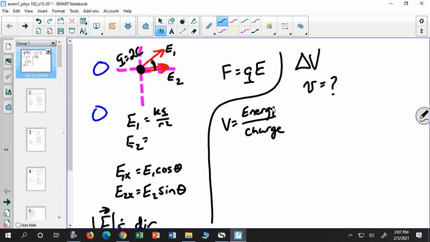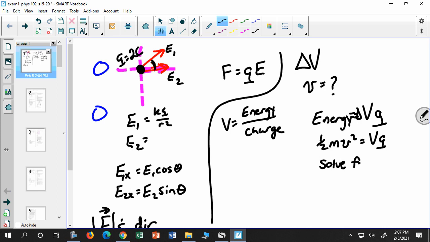And so if I want the energy, it will be the voltage times the charge, or rather the change in potential times the charge. So that would be one half m v squared equals V times q. And then I can solve for v. We did a problem like that, but we can do another one today if y'all want.